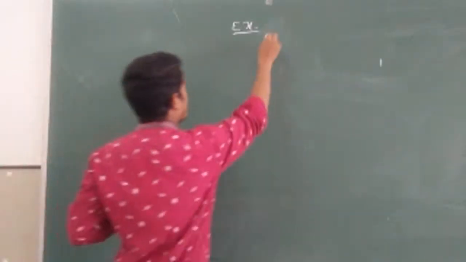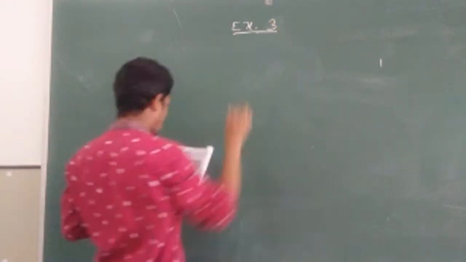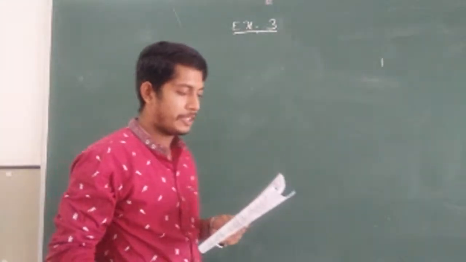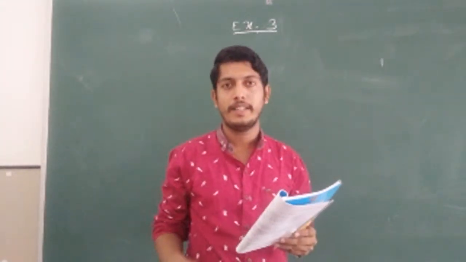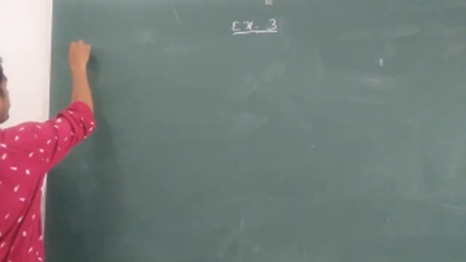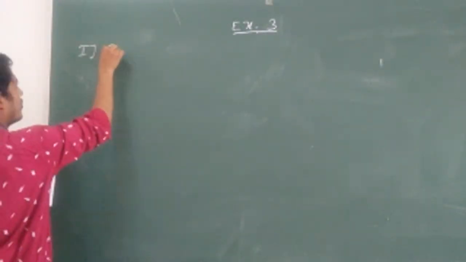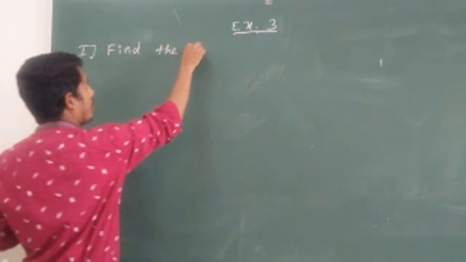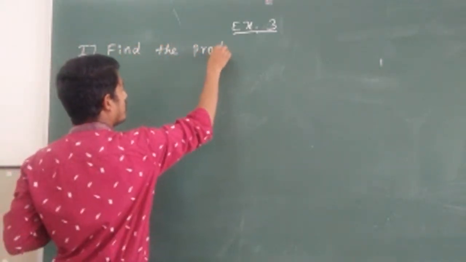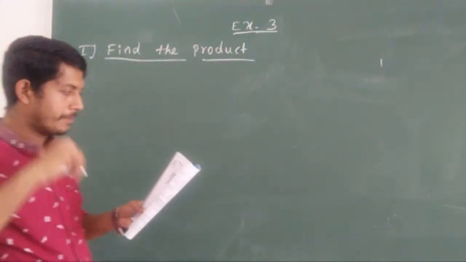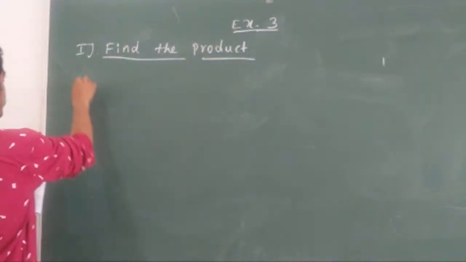So, Exercise 3. Carry out the multiplication of the expression in each of the following parts. That means here also we have to find the product. First we find the product.